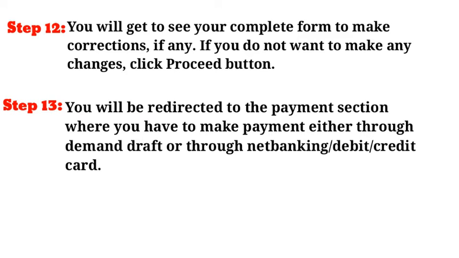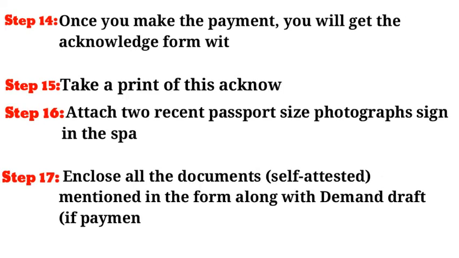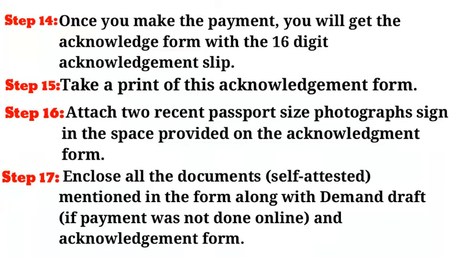Step 13. You will be redirected to the payment section, where you have to make payment either through demand draft or through net banking, debit or credit card. Step 14. Once you make the payment, you will get the acknowledgement form with the 16-digit acknowledgement slip. Step 15. Take a print of this acknowledgement form.